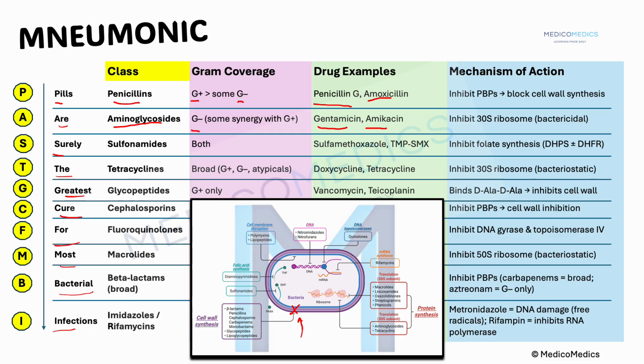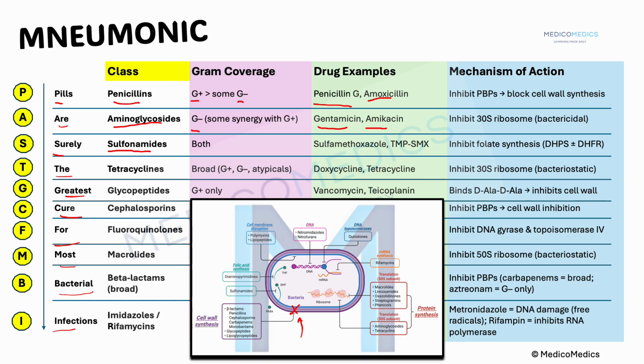Now, moving on, we shut down the cell's ability to make DNA. And here are sulfonamides. Bacteria synthesize folic acid from scratch, unlike humans who get it from diet. So sulfonamides, like sulfamethoxazole, block the enzyme dihydropteroate synthase, and trimethoprim blocks dihydrofolate reductase. These are two critical enzymes in this pathway.